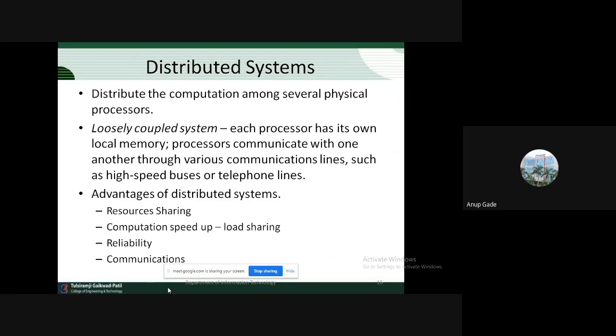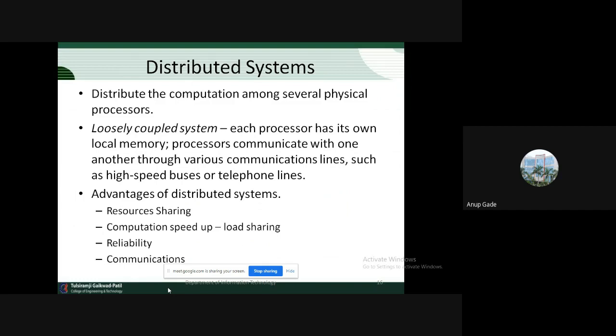Obviously, whenever we are talking about a distributed system, network is essentially there. Without network, a distributed system cannot be there. It distributes the computation amongst several physical processors, because whenever we are talking about a distributed system, multiple systems, multiple processors are there, and in these distributed systems they may be tightly coupled or loosely coupled.